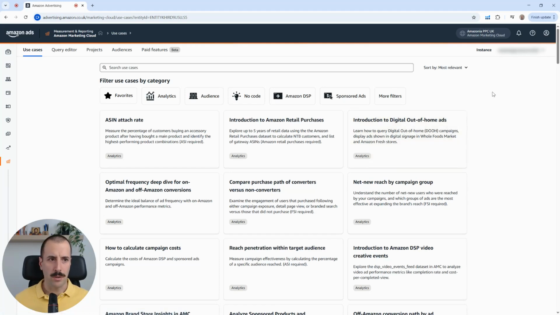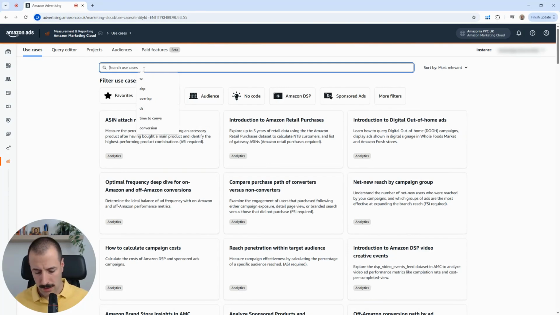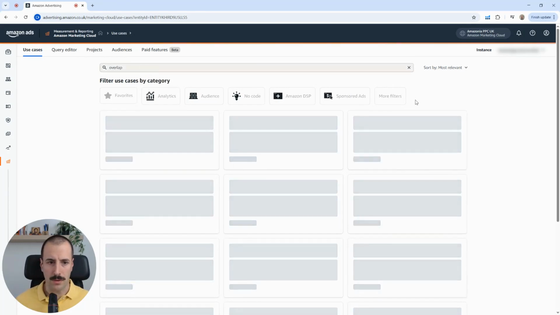Now, when you head over to your Amazon Marketing Cloud account, which I covered how to create and how to access, you want to go to the use cases. In the past, it was called instructional queries. Now it's called use cases. So head over and type overlap. It's going to be easier for you to find it.